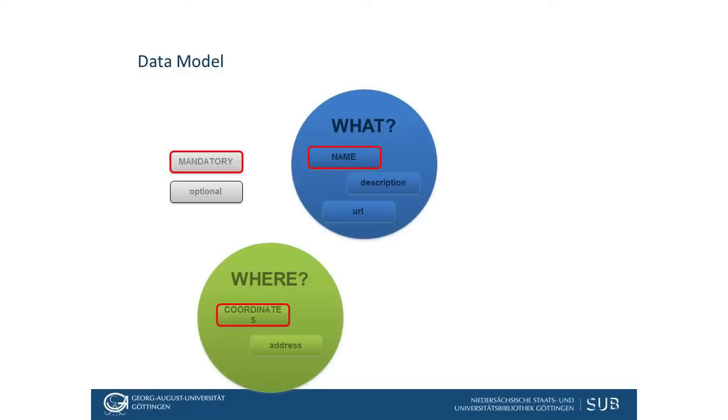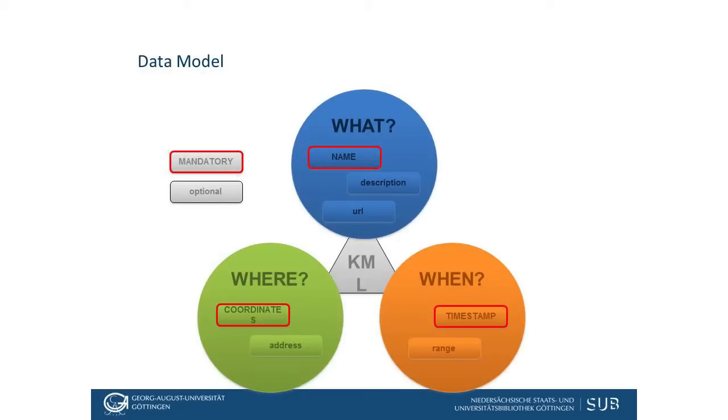Then we need a where. Important is we need exact coordinates, so just place names won't do. You have to use a gazetteer to get the exact coordinates. And the last thing is the when, which may be a timestamp or a time range. So you can plot events when they started and when they ended.